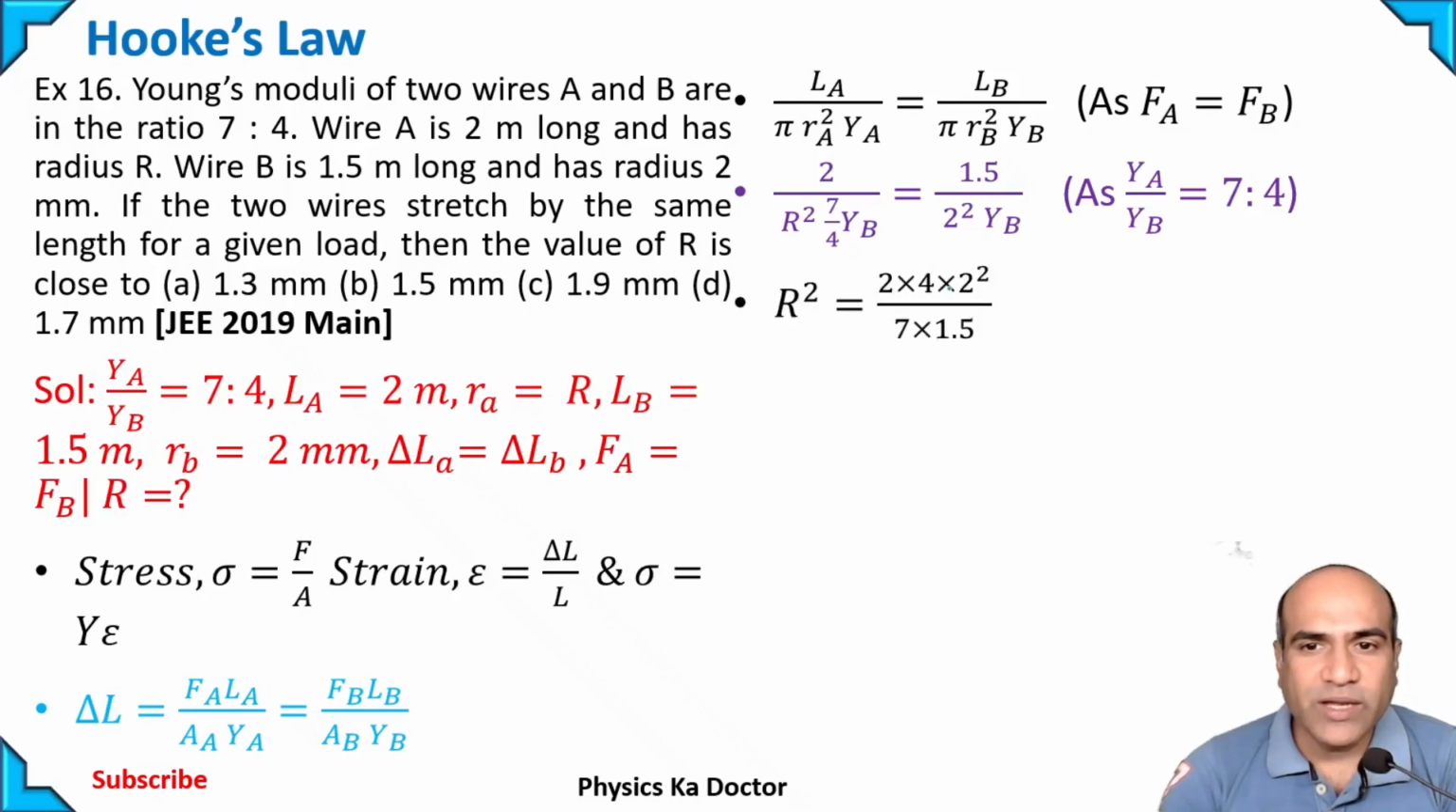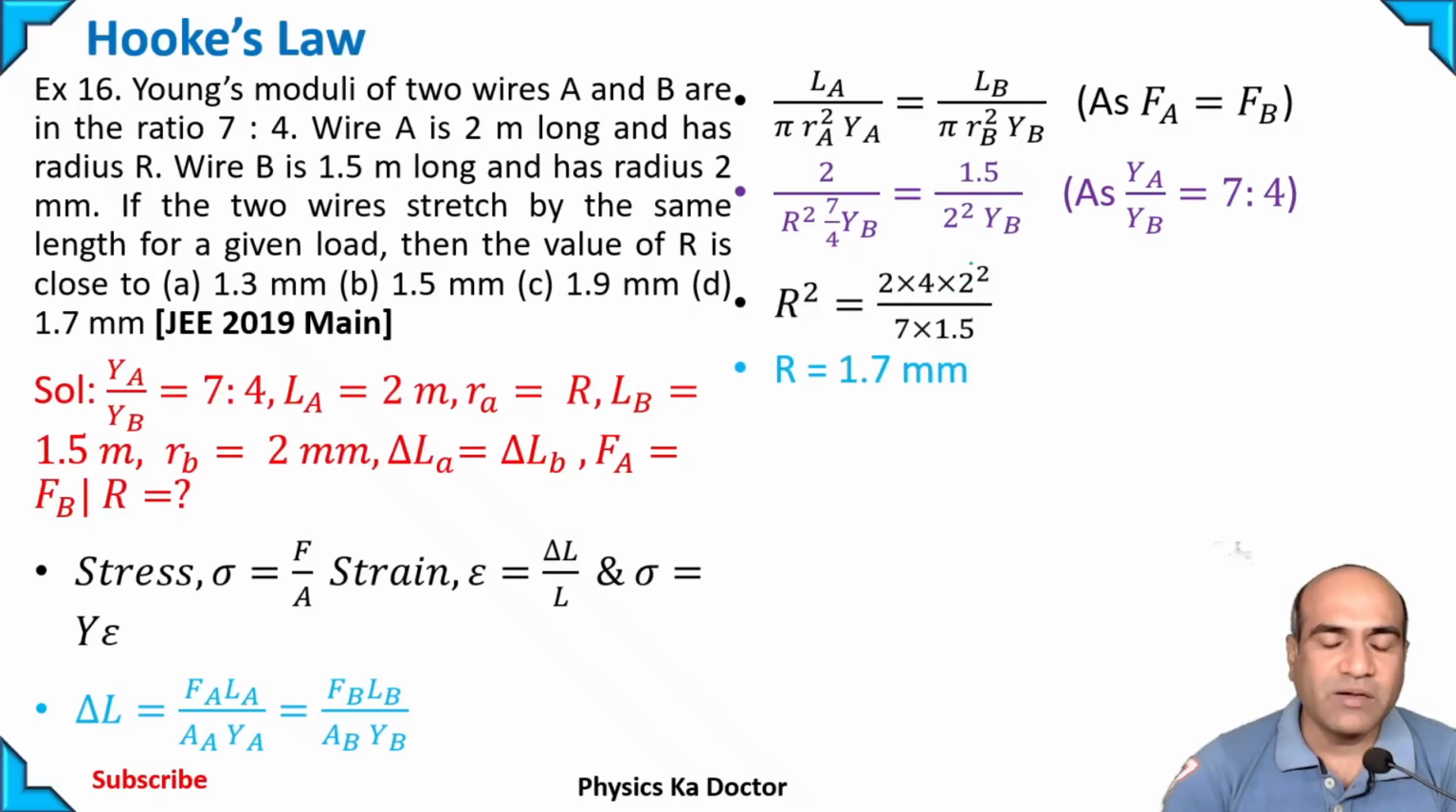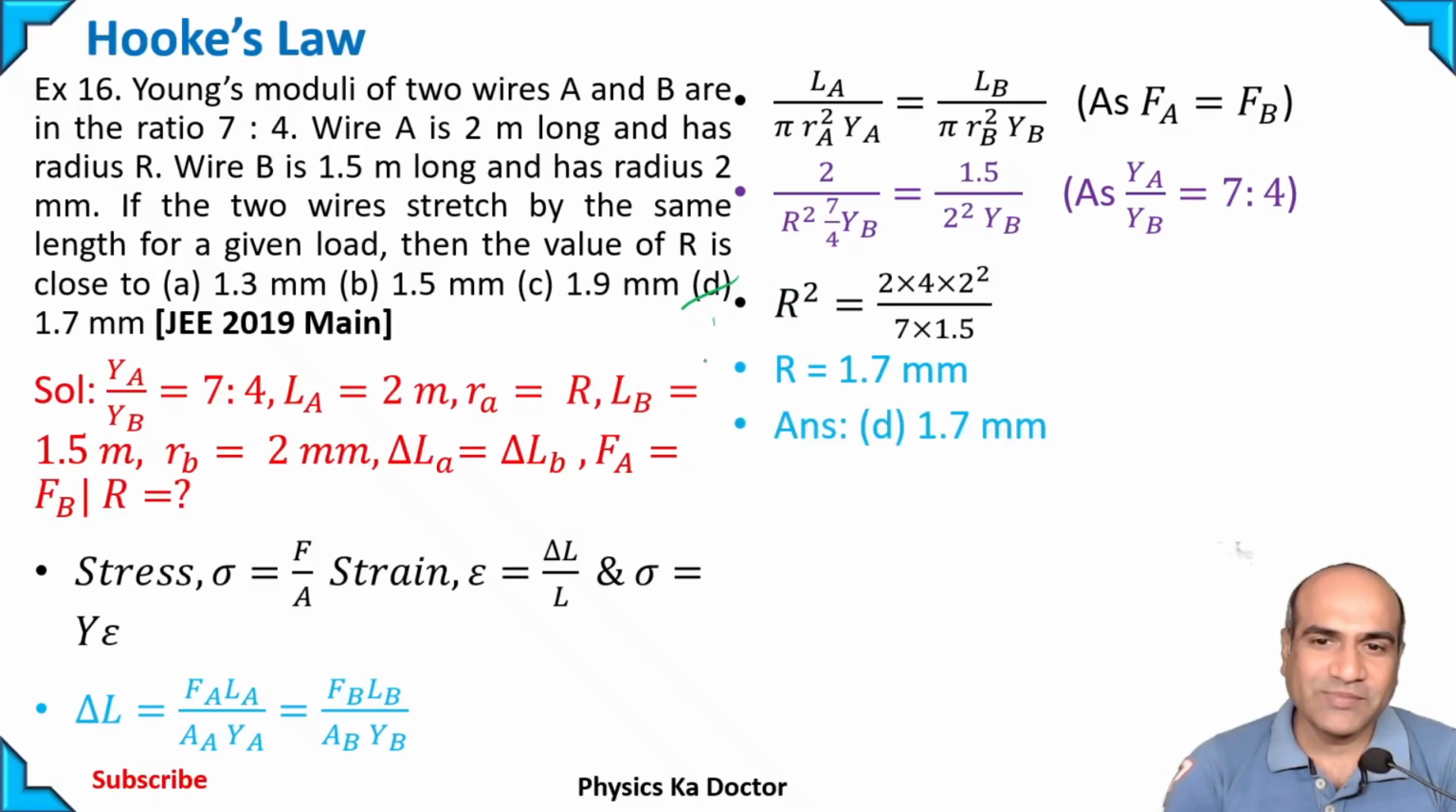So R square, we can have the solution for that, and R becomes 1.7 millimeter. So answer number D is the correct answer. You must have a similar answer with you.